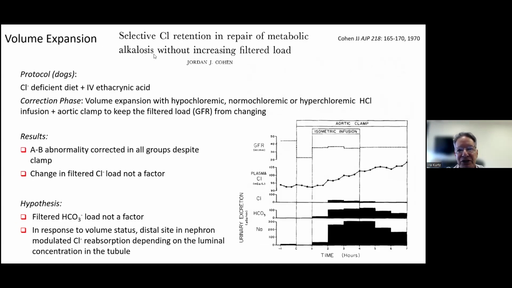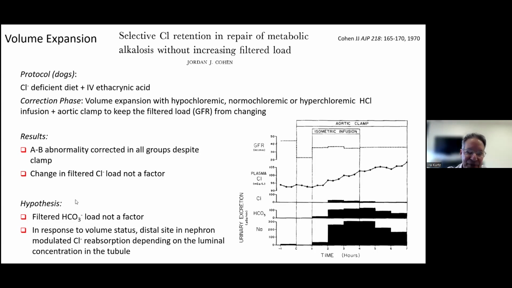They also wanted to rule out an effect of GFR. So this is another paper a few years later, titled Selective Chloride Retention in Repair of Metabolic Alkalosis Without Increasing the Filtered Load. What they tried to do here, since in the previous paper they gave those solutions and the GFR increased, was keep the GFR constant by putting an aortic clamp on the animal while they were giving these 3 types of solutions. The aortic clamp kept the GFR at what it was previously despite these IV solutions, preventing it from going up.